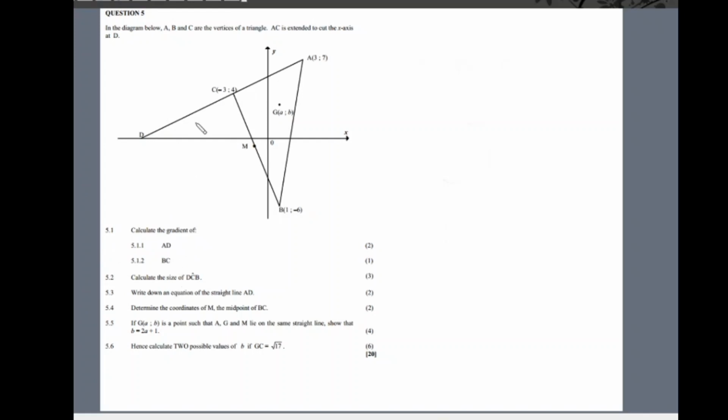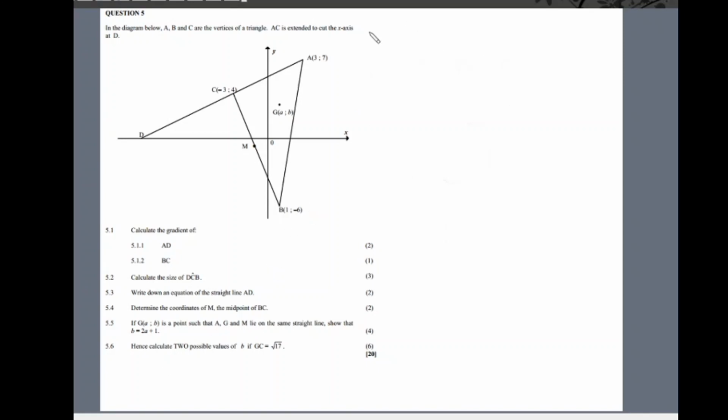The gradient of AD is the gradient of this line, right? And in order to calculate the gradient, we need 2 points. So we have the line AD, we have point A and we have point C. Points A, C, and D all lie on the line AD. So if we calculate the gradient of the line AC, it will also be the gradient of the line AD.